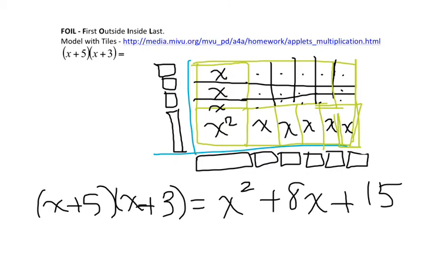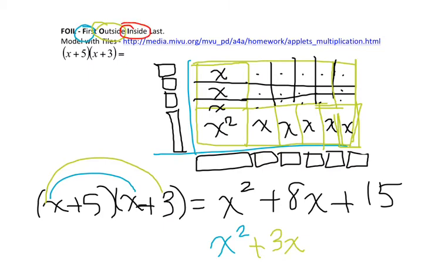The other way I can think of it is using this term FOIL. FOIL says first, outside, inside, last. Well, first is when I multiply x times x. So x times x is x squared. Outside is when I multiply x times 3. That's 3x.